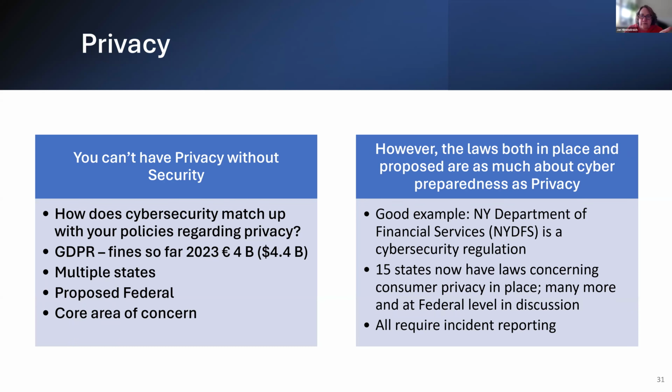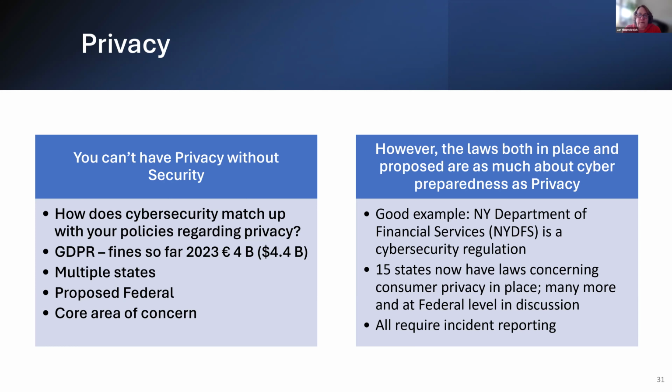And of course, we do now have multiple states. There's a proposed federal law. So you've got to figure out what you have, and what your core areas of concern are in terms of protecting information in general. It doesn't necessarily have to be CUI or FCI, but PII. Or HIPAA, which is PHI. There are all these acronyms, but the laws that are both in place and proposed are about as much about cyber preparedness as they are about privacy.